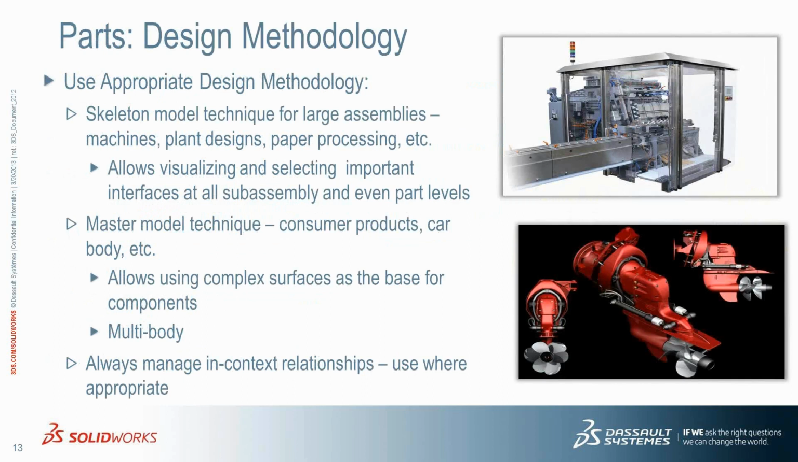Let's talk a little bit about design methods. How you design your parts is important as well. If you create parts in context of an assembly, do you really need to? When you create parts inside of an assembly and you create relationships between parts, you're basically telling me that that part is unique. It's one-off. It's always going to be related. It's not going to be used in other assemblies. That's fine, but make sure that's the case. Don't use in-context relationships unless it's appropriate to do so.